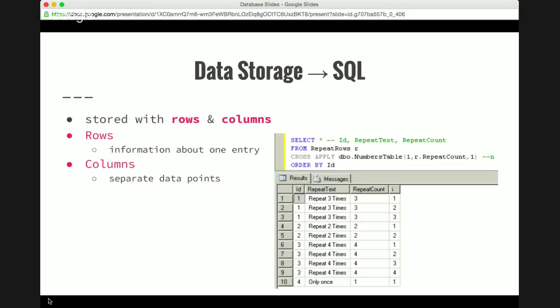Now let's compare SQL and noSQL systems. First, we will start off with data storage. So in an SQL system, data is stored in rows and columns. Rows carry information about one entry, and columns are separate data points. An example of data storage in an SQL system is depicted on the screen.